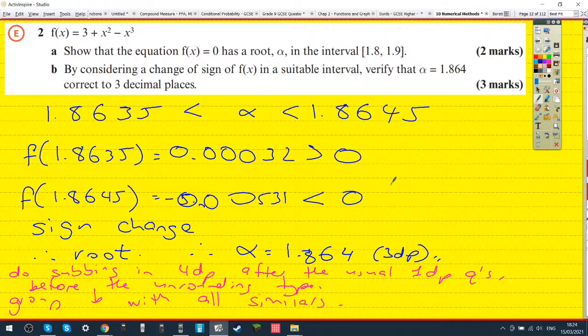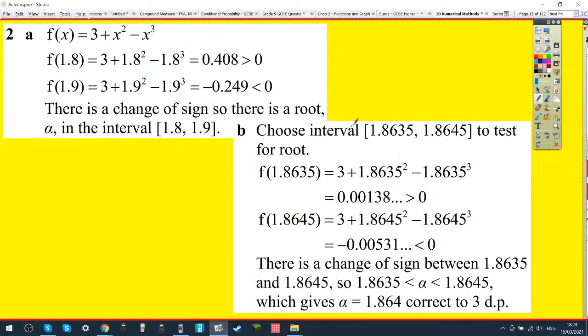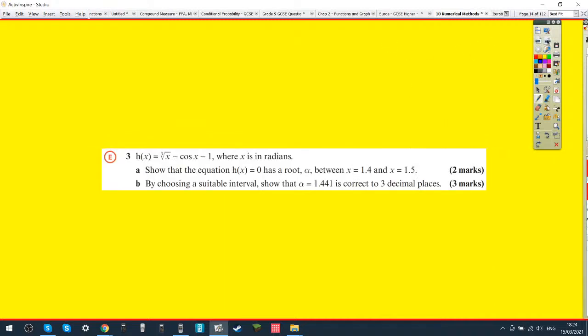Yeah, that's it. Let me see exactly how they said it. Choose this interval to test for the root. That one's greater than 0. That one's less than 0. There is this change of sign in the interval. So alpha is between those two, which gives alpha equals 1.864 to 3 decimal places. Great.